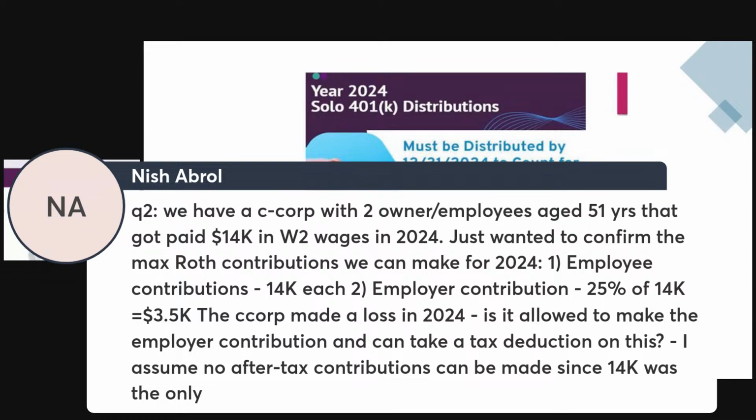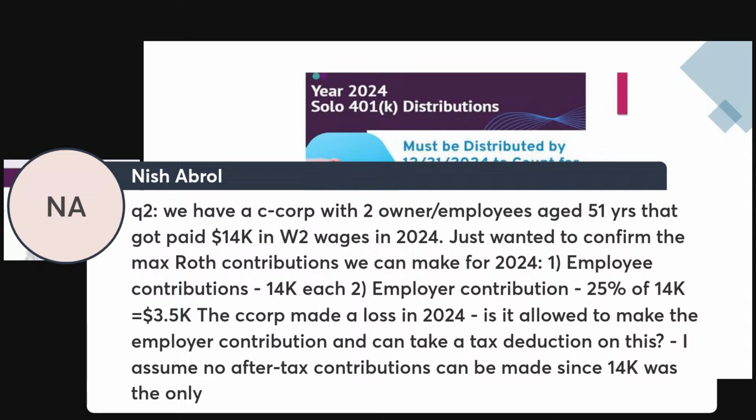So another question here. We have a C Corp with 200 employees, age 51, that get paid $14,000 in W-2 wages in 2024. Just want to confirm the maximum contribution we can make for 2024. Employee contributions, $14,000 each. Employer contributions, 25%. The corp made a loss in 2024. Is it allowed to make the employer contribution and make a tax deduction on this? I assume no. After-tax contributions can be made.